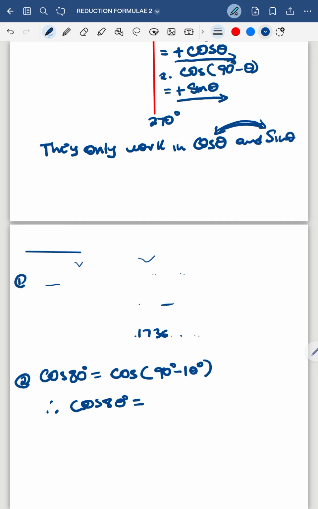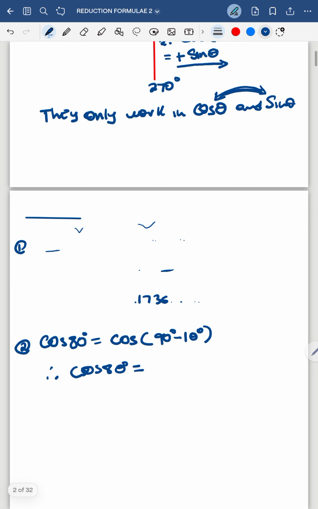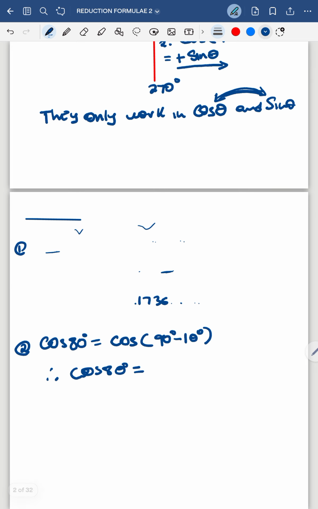Okay, but then let's focus here on number 2. When you have cosine 80 degrees is equal to, so now what is this quadrant? This is the first quadrant. That means cosine is positive in the first quadrant. So you're going to write your positive there, which is invisible. Then what is the cofunction of cosine? The cofunction of cosine is sine 10 degrees. You see? So these are equal.